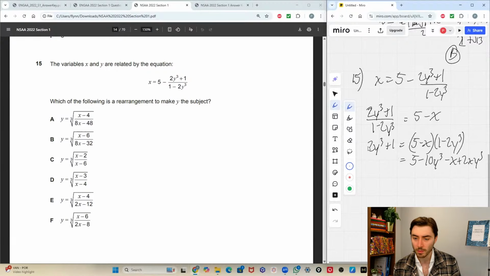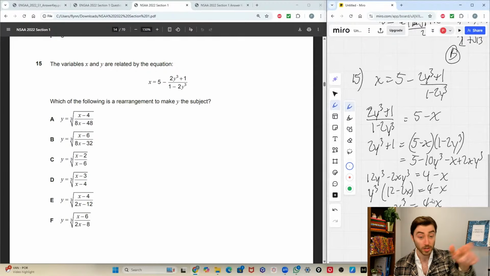We're going to get all the y's on one side. So that's going to be 12y cubed minus 2xy cubed. And I'm going to bring that over to make it 4, not forgetting my minus x. Take a y cubed out. 12 minus 2x, 4 minus x. y cubed is 4 minus x all over 12 minus 2x. And I cube root that. Is that an option? Let's multiply. No, but I'll multiply top and bottom by minus 1 to get to minus 12. And I'm going to cube root that, and that is option E, so I'll go for that.